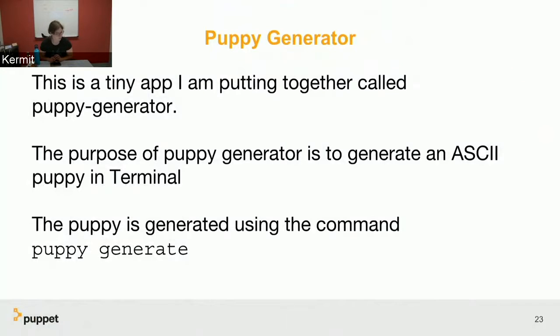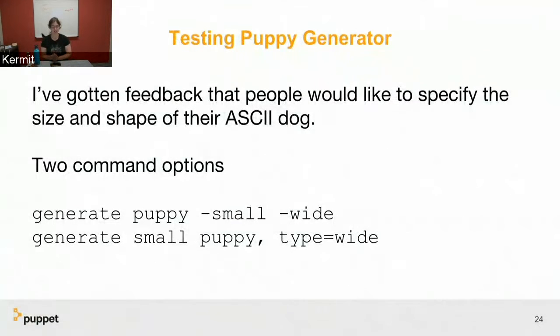Pretty nice, pretty straightforward. Now, I've gotten feedback that people would like to specify the size and shape of their dog. And now I'm like, oh, okay, how do I want them to do that? So I have two potential command structures. One, it's all flags, so you generate a puppy, and then you can specify basically a width and a height. And the other one is you can generate a type of puppy, a small, medium, or large puppy, and then you can just specify a width.